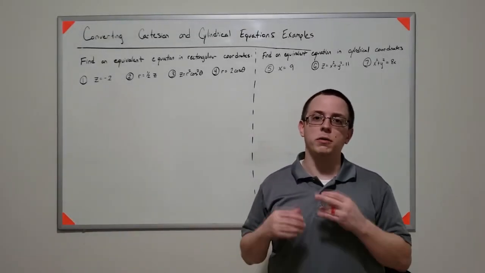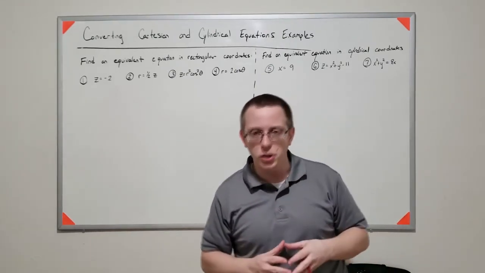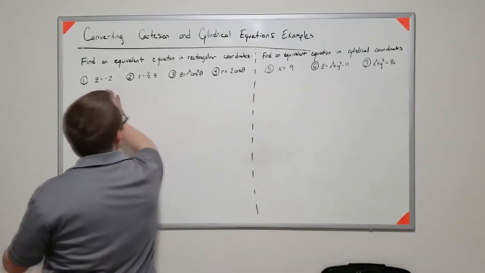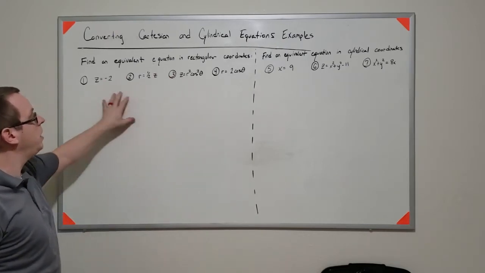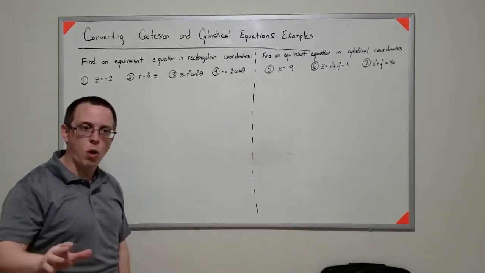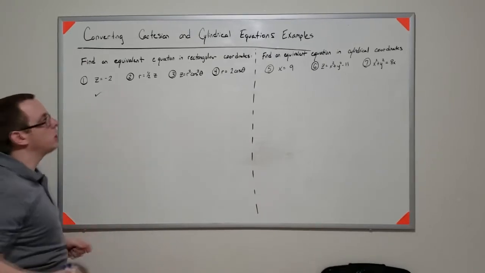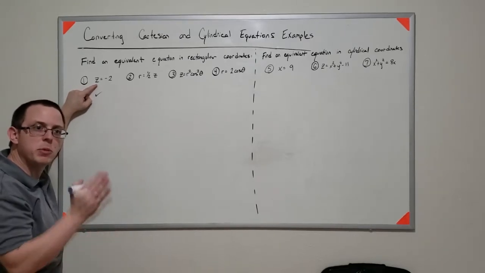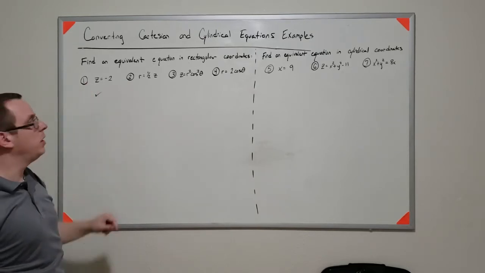To do some examples of converting equations between cylindrical and rectangular or Cartesian representations. So if we want to find an equivalent equation in rectangular coordinates, what that means is that when we finish, these should be functions of x, y, and z. There should be no r's and no thetas. Well, the first one, we're actually done. This one is an equivalent representation in both systems because both systems have z. So since there's no r or theta, we're already finished.